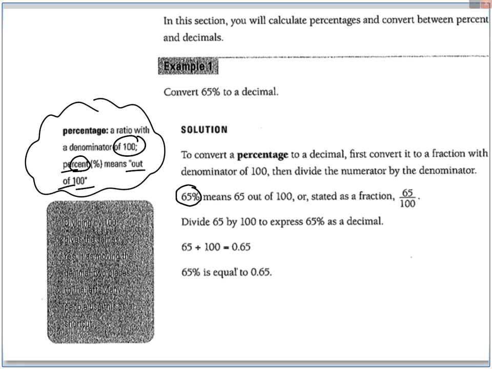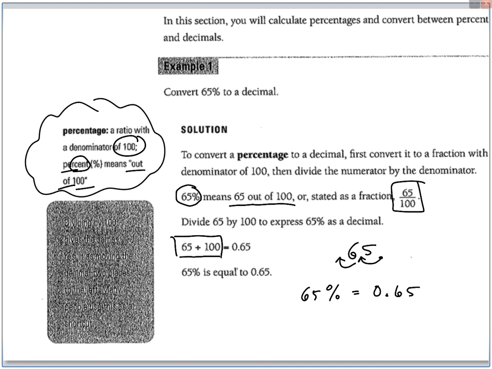So 65% means 65 out of 100, or stated as a fraction, 65 over 100. To get a decimal, you just perform this in your calculator, 65 divided by 100. The shortcut is to move the decimal twice. So 65% equals 0.65. The decimal is moved twice to the left. So the decimal's here to start with. Gets moved once, that's divided by 10, and twice, divided by 100.